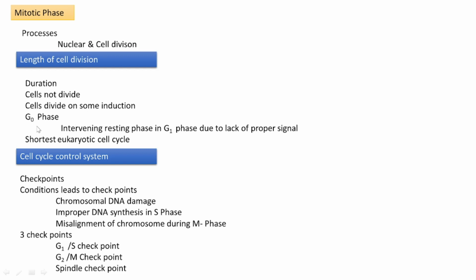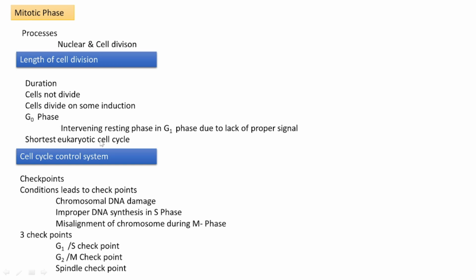Next is the G0 phase. G0 means nothing is there. When this phase occurs, it is an intervening resting phase. During the G1 phase, sometimes an inactive resting phase occurs, that is the G0 phase. Why does it occur? Because when the cell doesn't receive a proper signal to proceed to the next phase, that is the S phase, the cell enters this G0 phase.